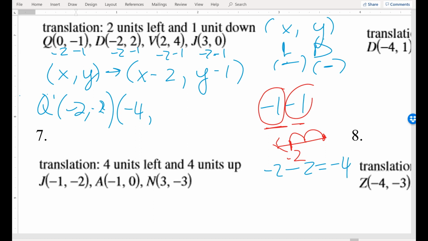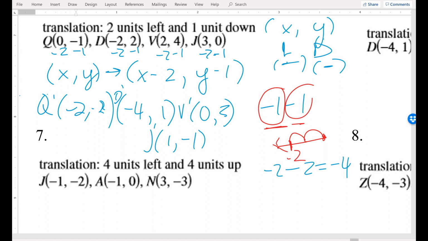2 minus 1. I know y'all know that's 1. Ooh, I forgot my D prime. That's D prime. V prime. 2 minus 2, that's 0. 4 minus 1, that's 3. And then I ran out of room for J prime. And 3 minus 2 is 1. 0 minus 1 is negative 1. All right. Those are my answers, people.